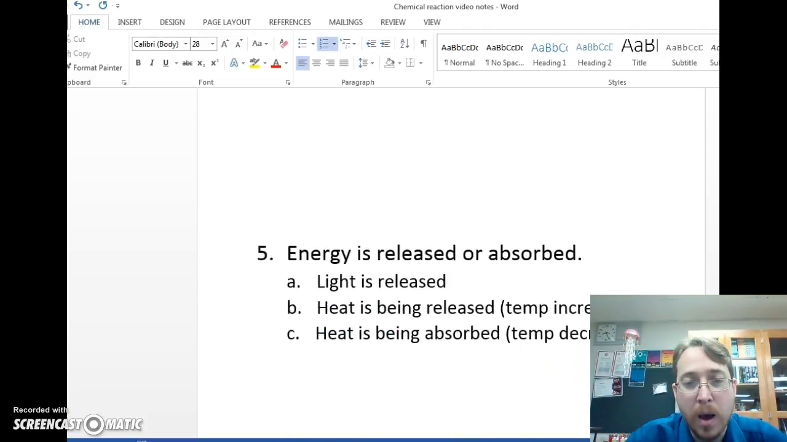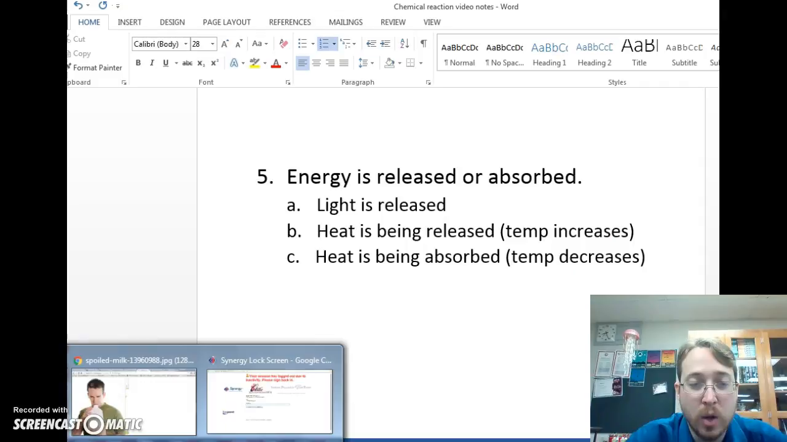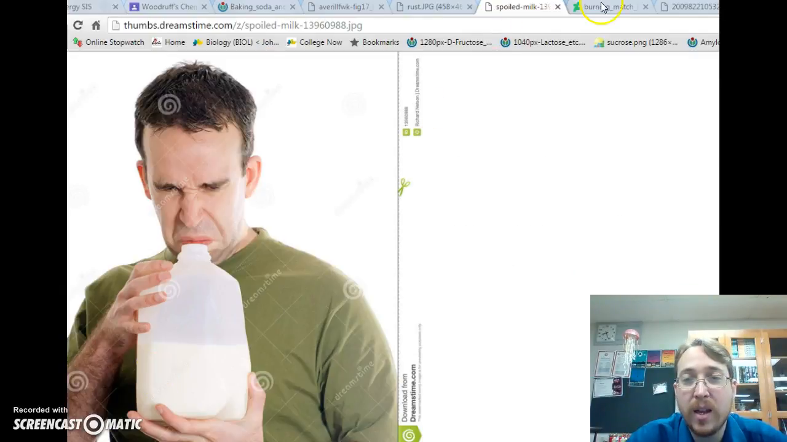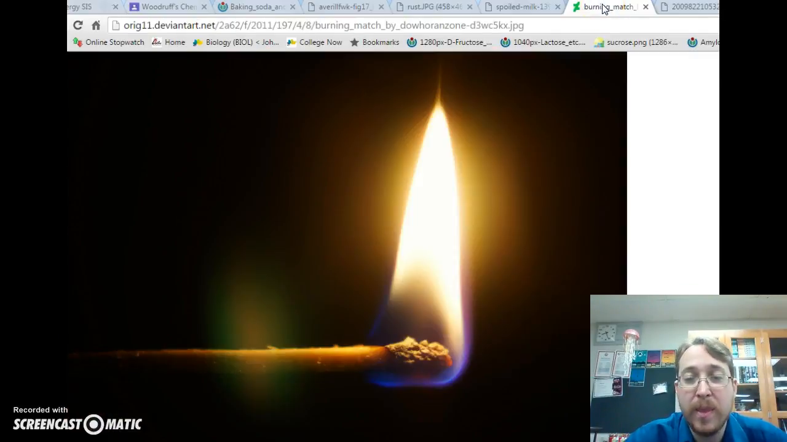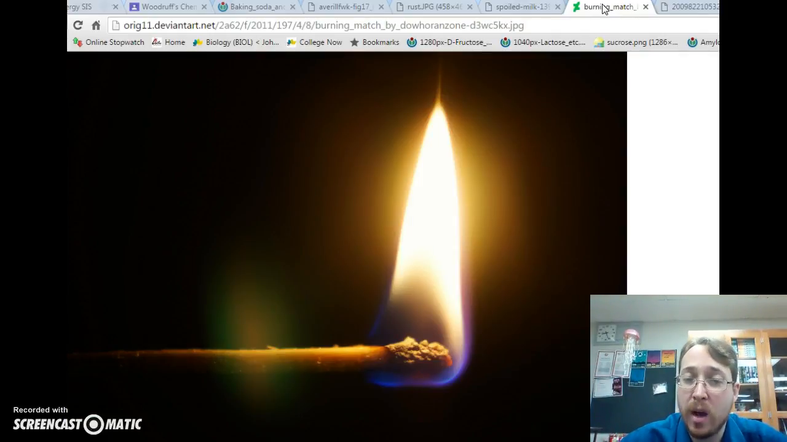Finally, a good indicator of a chemical change is that energy is being released or absorbed. One common example of energy being released is light, and another is heat. If heat is being released, we're going to notice a temperature increase. And if heat is being absorbed, we're going to notice a temperature decrease. Some examples of that include burning a match. We can feel the heat from the match, so energy is being released, and we can see the light. That is another type of energy being released.